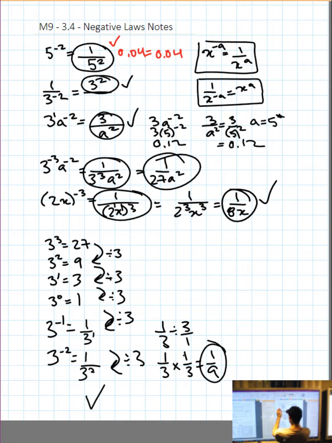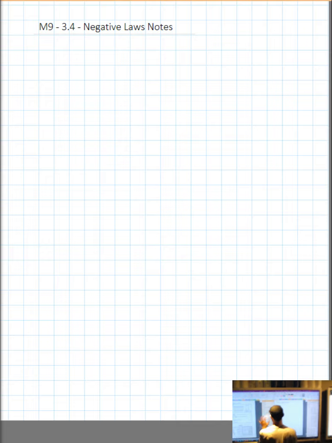So try and avoid "flip it." Think: if you have a negative exponent on the top, bring it to the bottom and make the exponent positive. If you have a negative exponent on the bottom, bring it to the top and make the exponent positive. So now let's see some more negative exponent laws, where we can use some other rules.